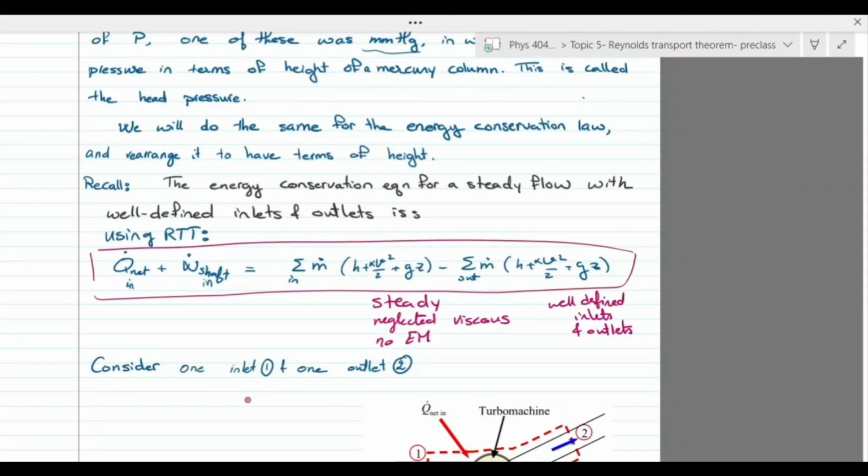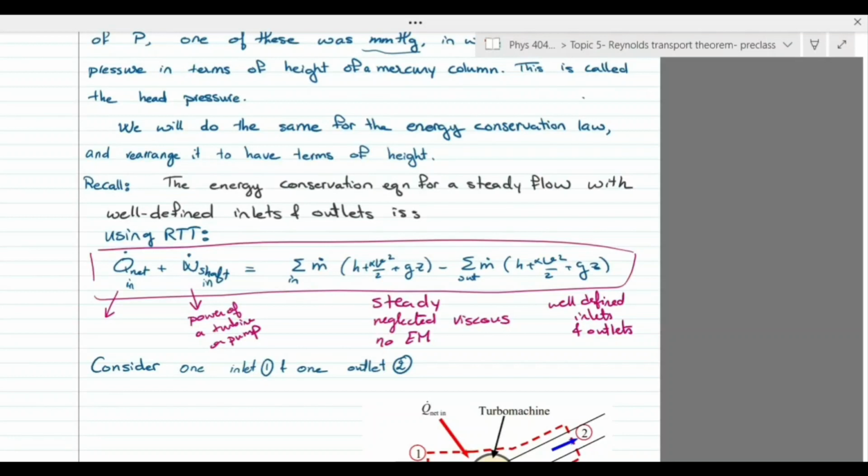On the left-hand side, I have the quantities that I obtained from considering the energy conservation of a system. The first quantity was Q dot net in. This is the net rate of heat that is entering into my control volume. If I have heat that is actually leaving my control volume, then this quantity would simply be negative. My second quantity is W dot shaft in. This is the power of a turbine or pump.